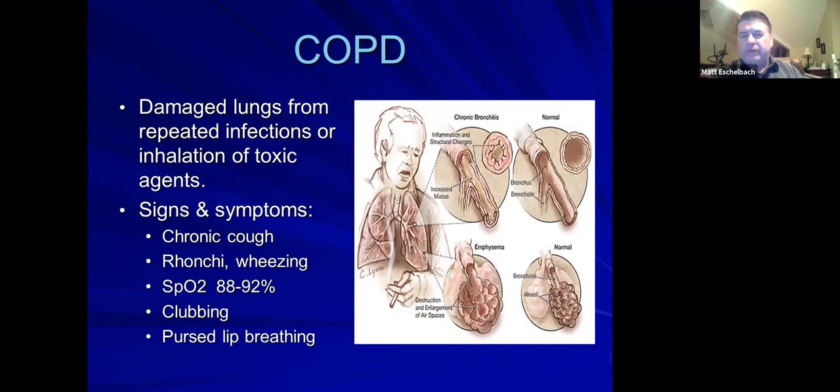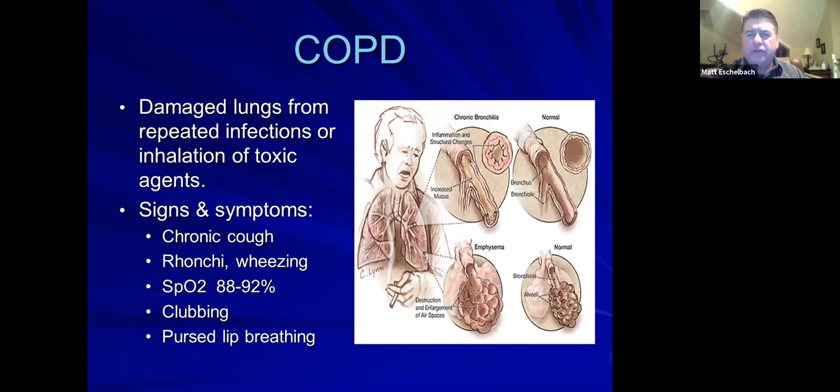Damage to the lungs from repeated infection over time is COPD. They have a chronic cough, chronic wheezing, and bronchi. They usually wind up with saturations of 88 to 92, and that's where they live. They just maintain a low flow of oxygen. Most of us sitting down right now, unless we have lung disease, are probably saturating from 96 to 98%. These people are a full 10% behind you.